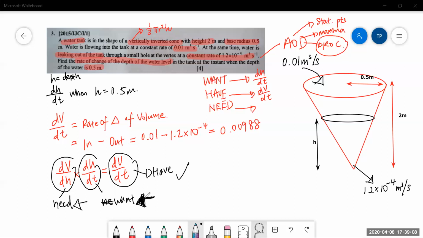How about dv dh? Cannot find what? Confirm can find. Every problem is created with a solution. Okay, hold up. Confirm can find. How to find dVdH without using that formula? You mean this formula? Yo, this formula is for us to find dH dt.